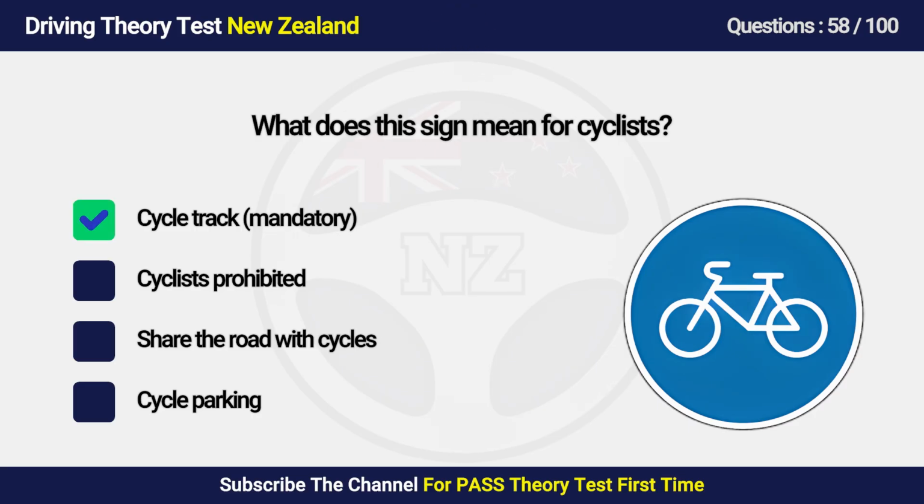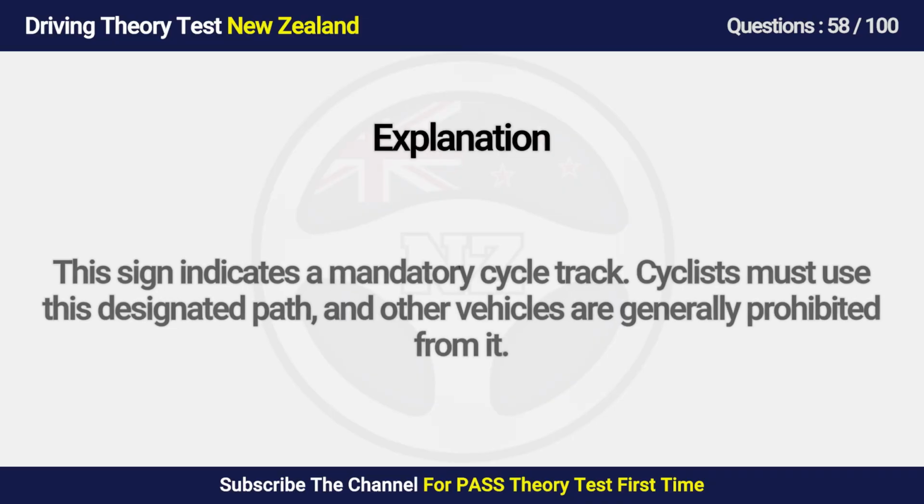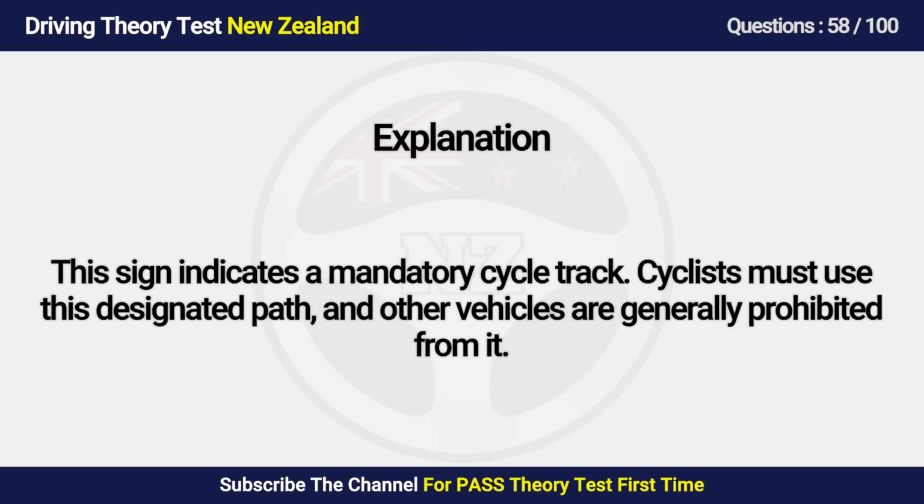Answer is A. Cycle track mandatory. This sign indicates a mandatory cycle track. Cyclists must use this path, and other vehicles are generally prohibited from it.